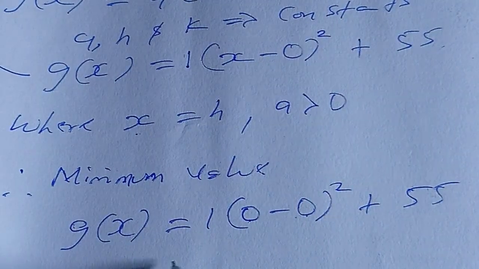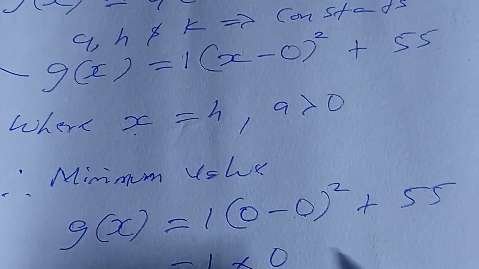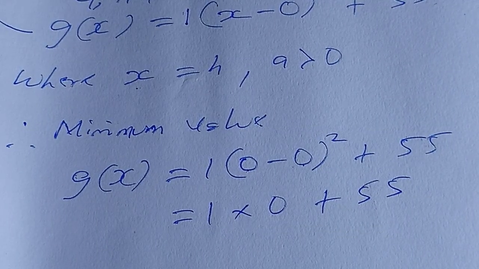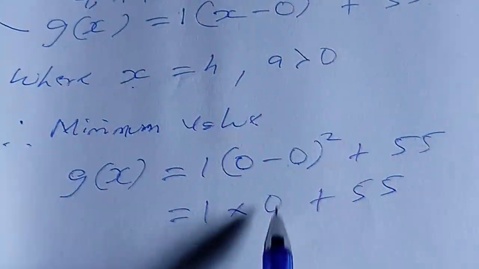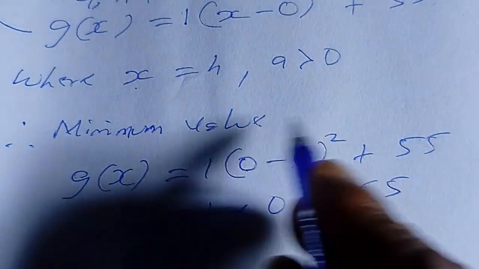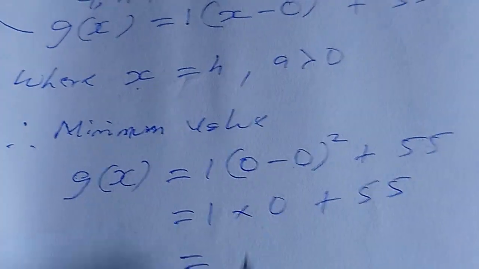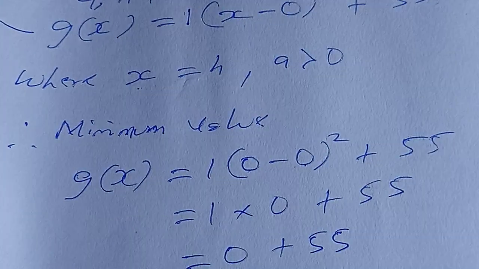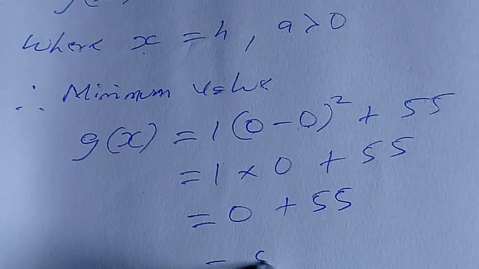Evaluating this will now mean this will be equal to 1 times 0 plus 55. That's what it means, because 0 minus 0 is 0, and 0 squared will give you 0. So that's 1 times 0, which will give us 0, and then plus 55. And that will finally give us 55.